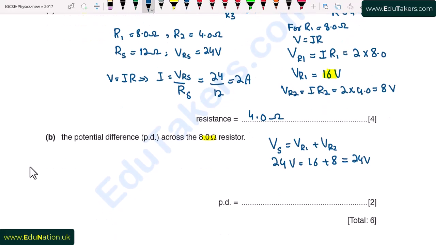Now part B is the potential difference across the 8.0 ohm resistor, that is VR1. So we have already calculated VR1, it is equal to 16 volt. So the potential difference across the 8.0 ohm resistor is 16 volt.